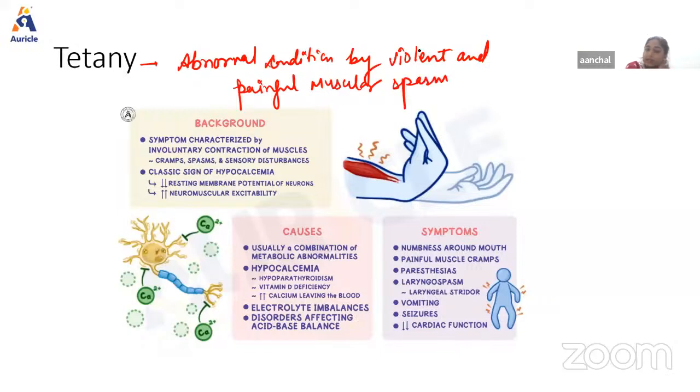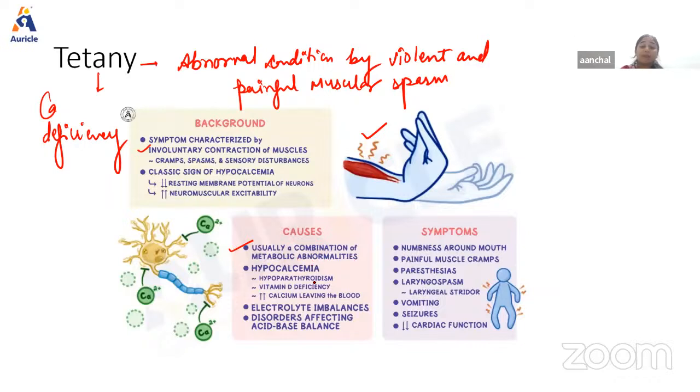Right? So basically, particularly, it occurs in the hands and feet also, and it is because of the hyperexcitability of nerve and skeletal muscles due to calcium deficiency. So the main characteristic is that it occurs due to calcium deficiency. This is the involuntary contraction of muscles which creates cramp, spasm, and sensory disturbance. The classical sign of hypocalcemia is a decrease in the resting membrane potential of neurons and an increase in the neuromuscular excitability.